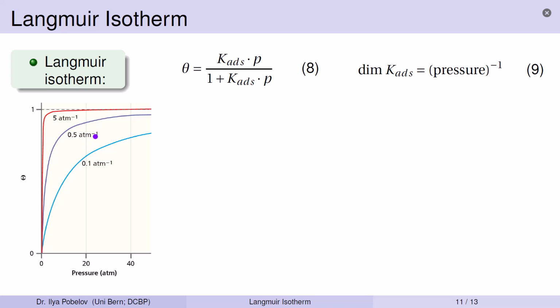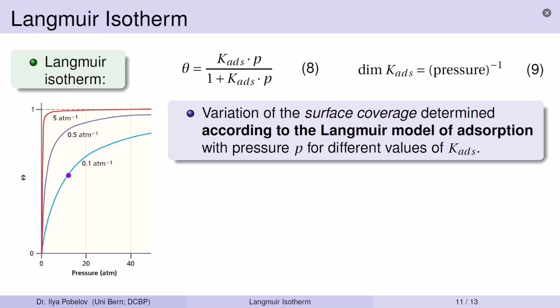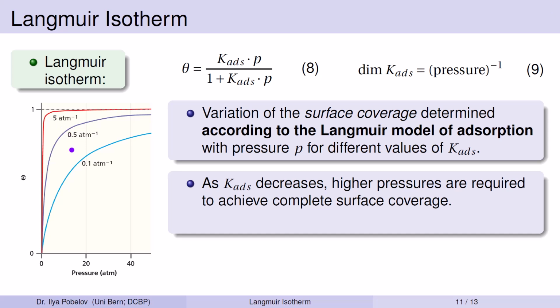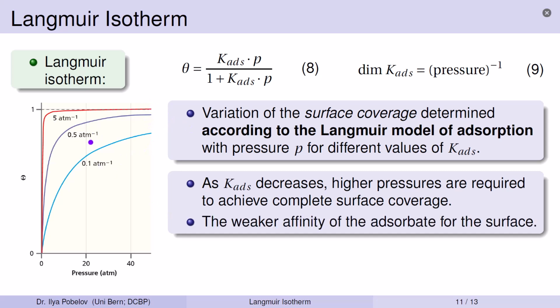This figure illustrates Langmuir isotherms. It shows the variation of the surface coverage determined according to the Langmuir model of adsorption with pressure for different values of the equilibrium constant. As the equilibrium constant decreases, higher pressures are required to achieve complete surface coverage. This trend reflects the weaker affinity of the adsorbate for the surface as quantified by the equilibrium constant.